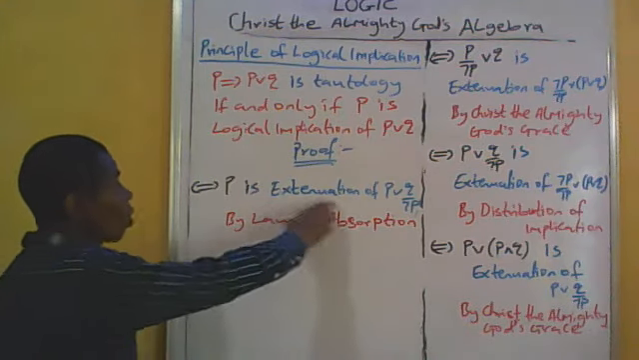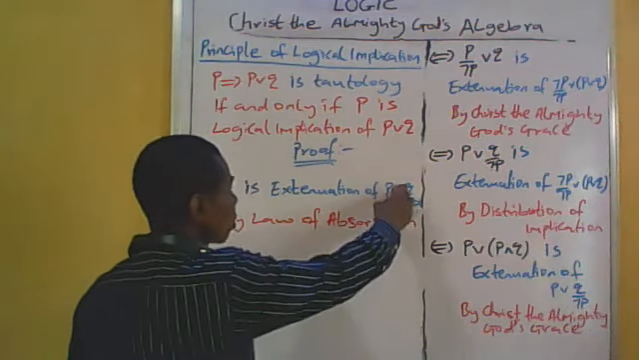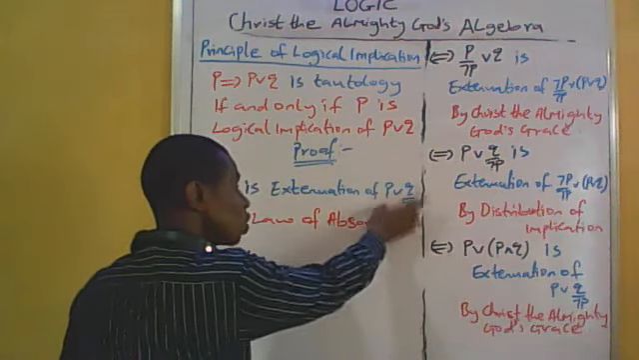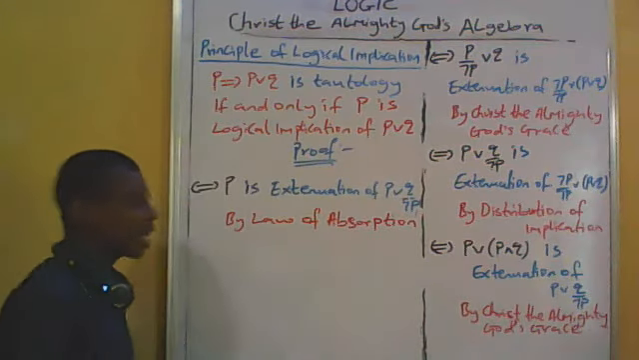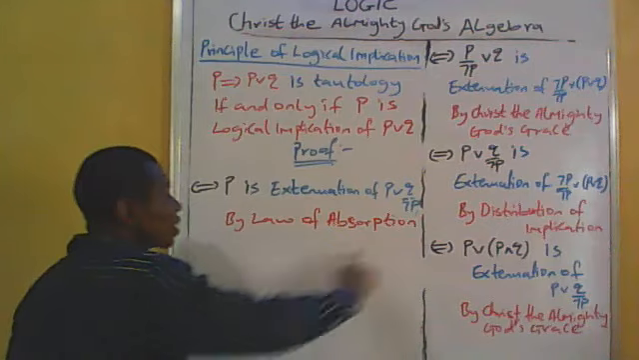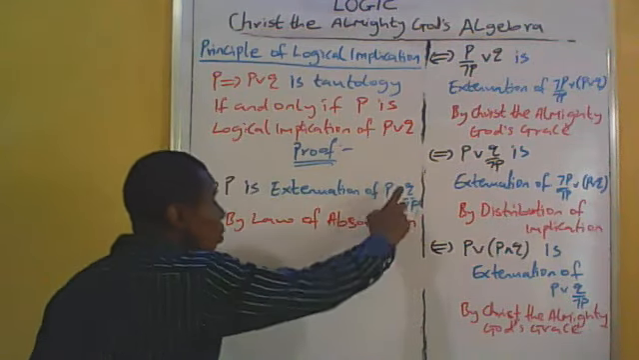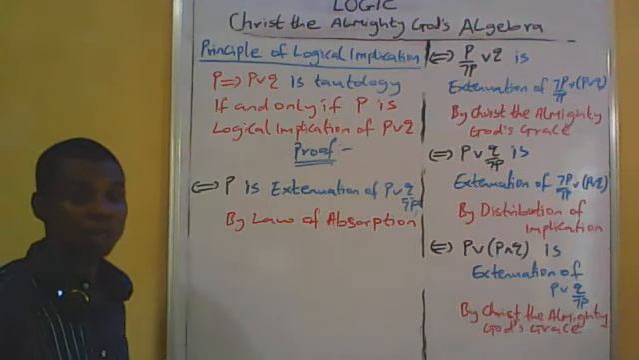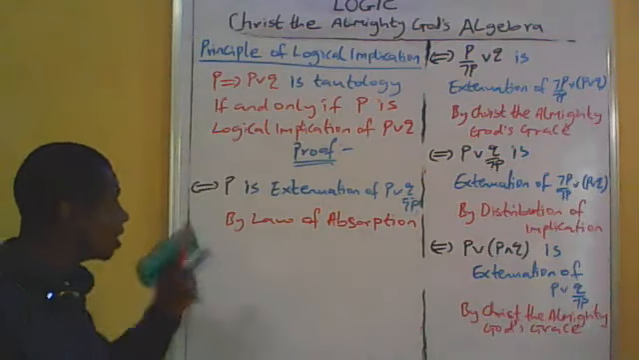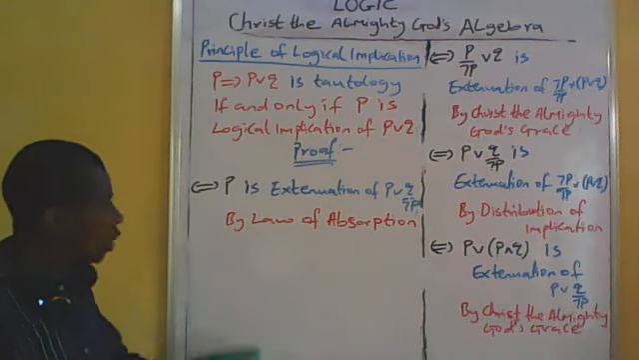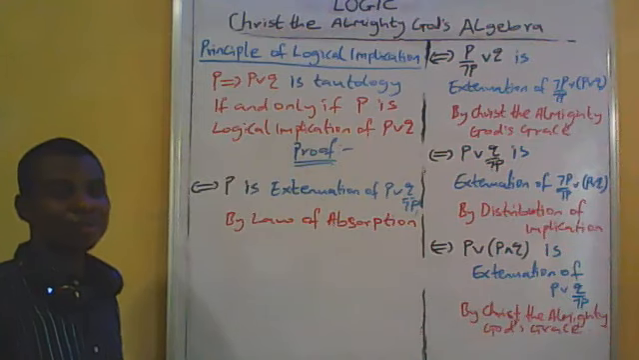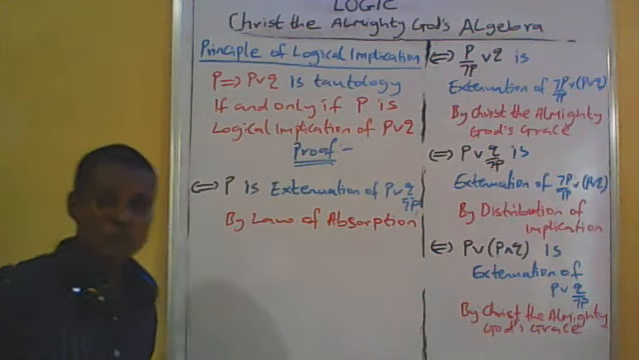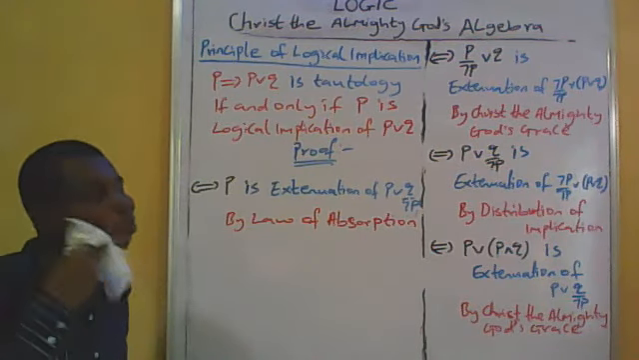Since P is the expression of P or Q upon not P, it means that this P or Q upon not P is P or Q. And this explanation means that this P is a subset of P or Q. And if it's a subset of P or Q, it means that this P is a logical implication of P or Q. That means this P is a proper subset of P or Q.